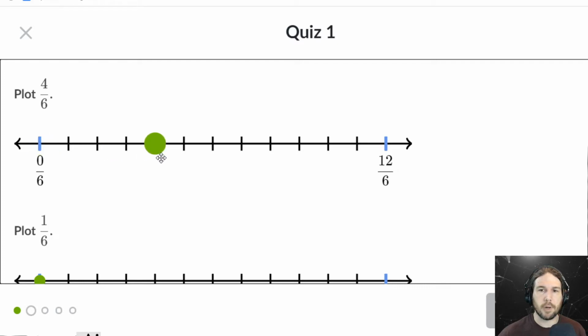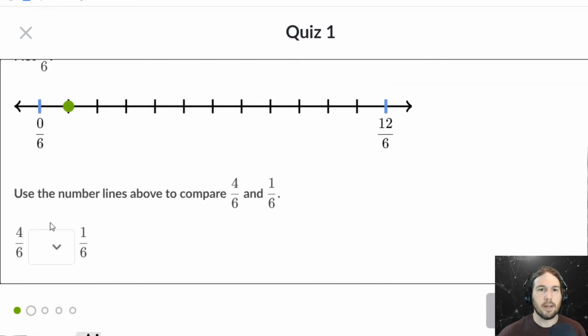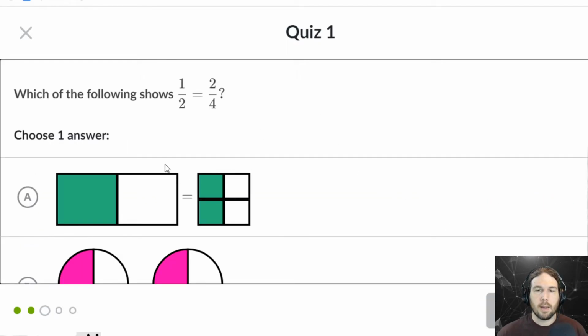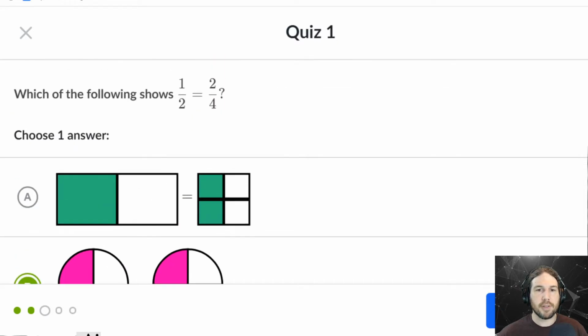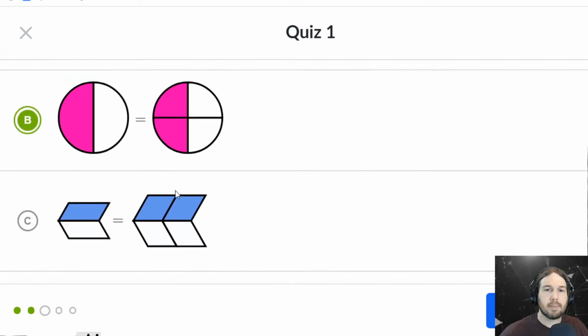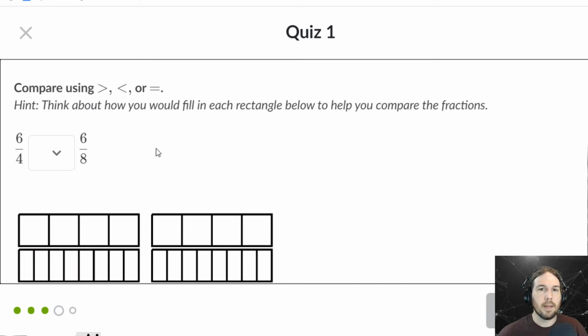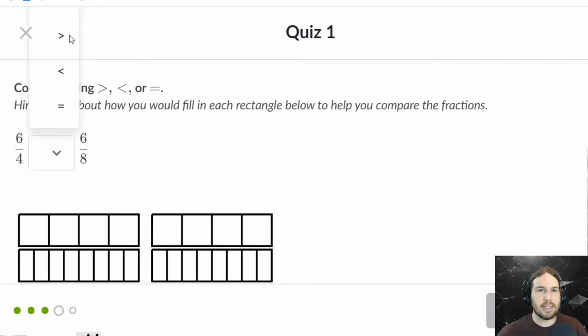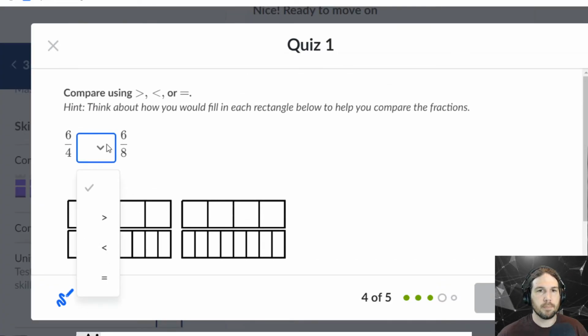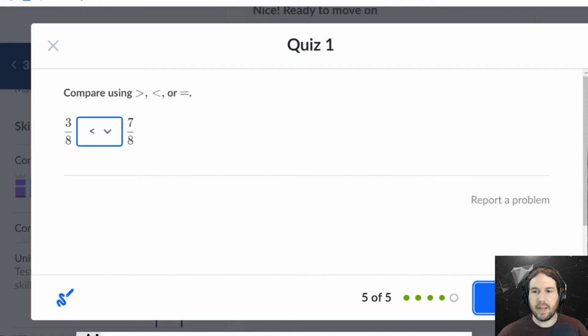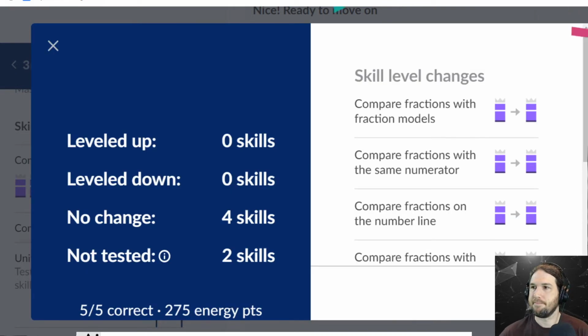4/6, 1, 2, 3, 4. 1/6 is right there. 4/6 is indeed greater than 1/6. 1/2 equals 2/4. A looks actually pretty okay, except that they're not the same shape, right? They're not the same size. Uh, 6/4 is indeed greater than 6/8 because each piece is bigger. And 3/8 is smaller than 7/8 because counting. Done and done.